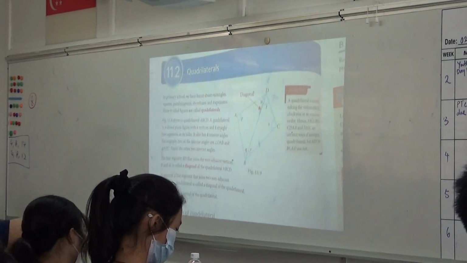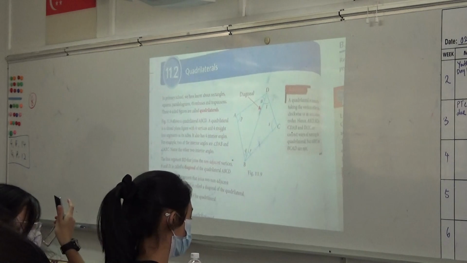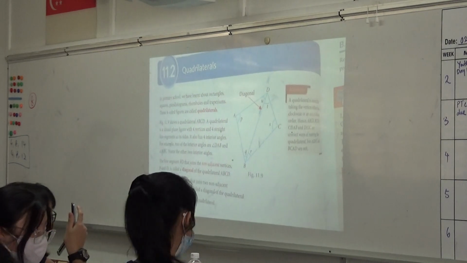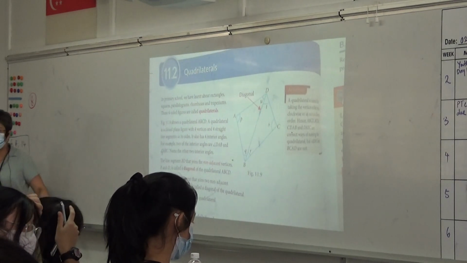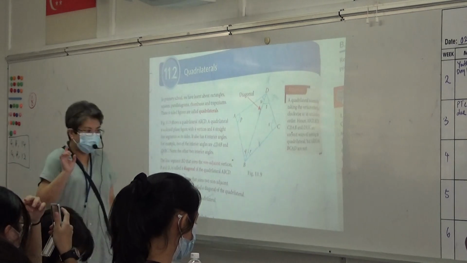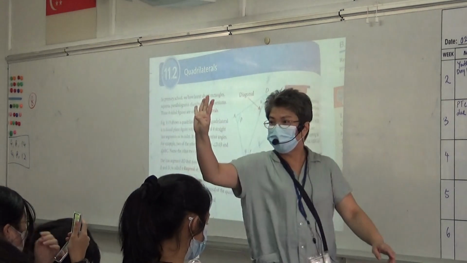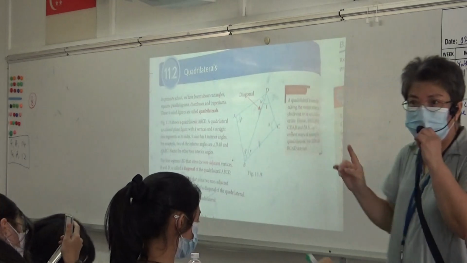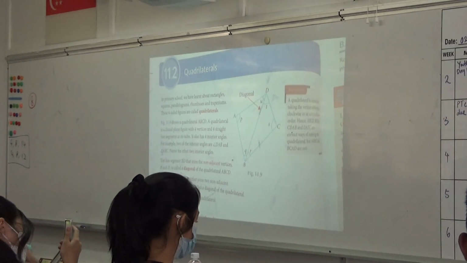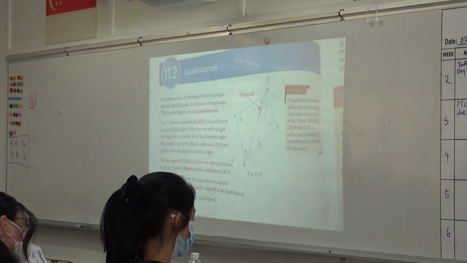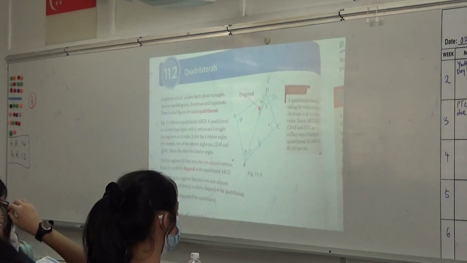A quadrilateral. Alright? Let's take a look at this particular page. Now, a quadrilateral is a four-sided figure. It need not be a square. It can be any four-sided figure. It will be called a quadrilateral. Now, I want silence over there, boys.